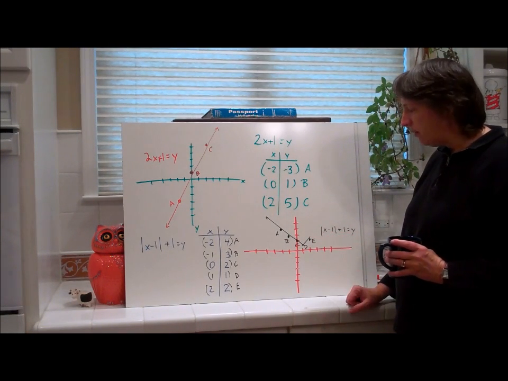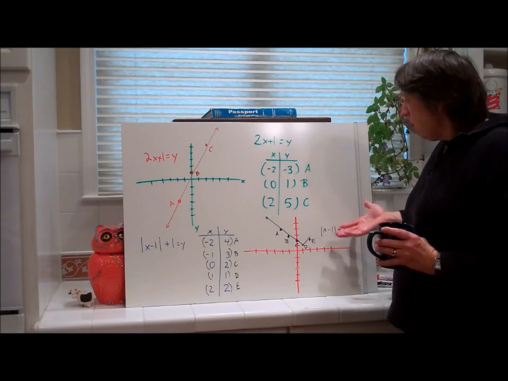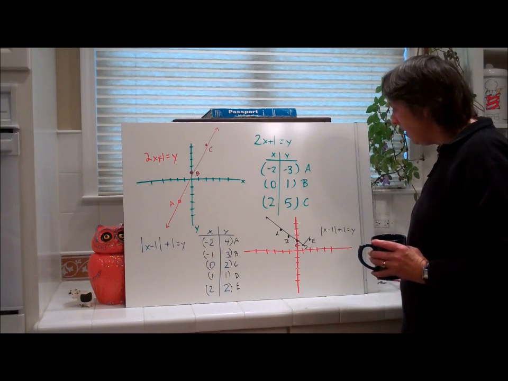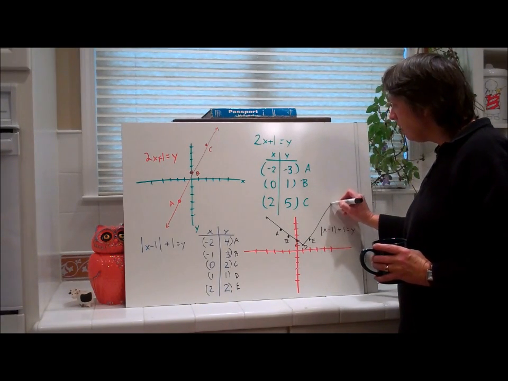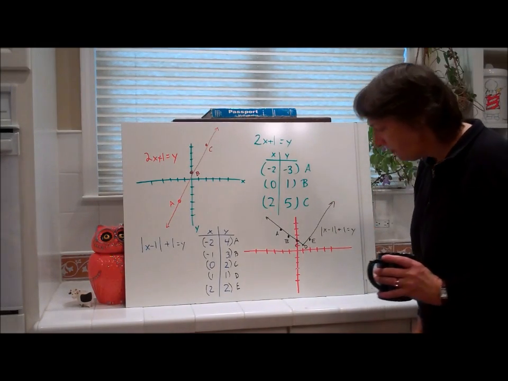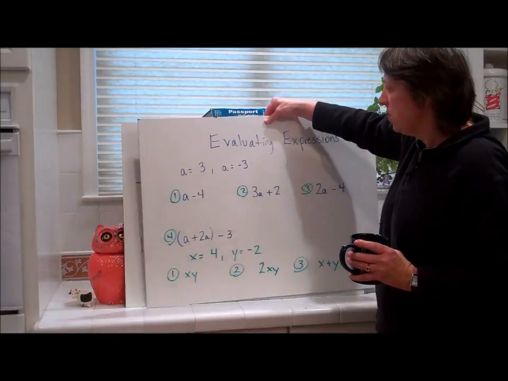That doesn't look like a V. Well, you could say, but Mrs. Cohen, there's no more points. I didn't graph enough. But you know it's supposed to be a V. So you extend it. You go ahead and extend it and you put arrows on both ends. Okay. The last one is evaluating expressions.